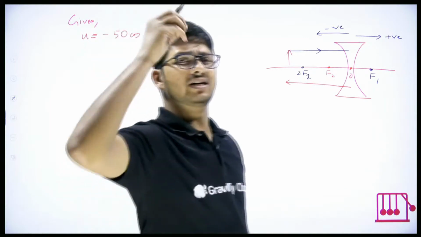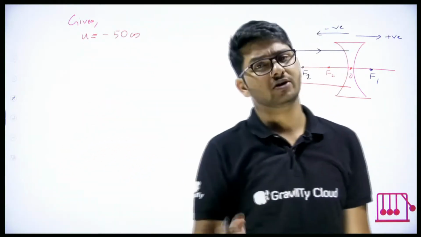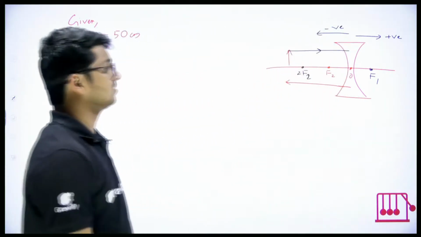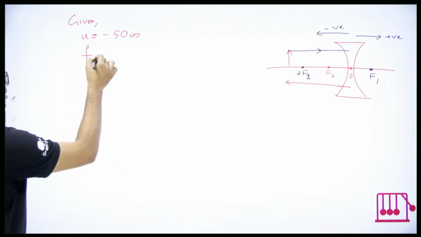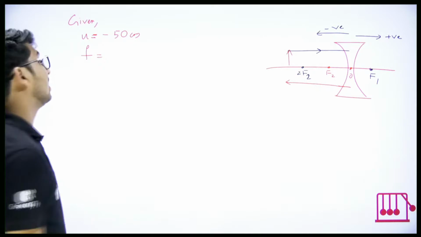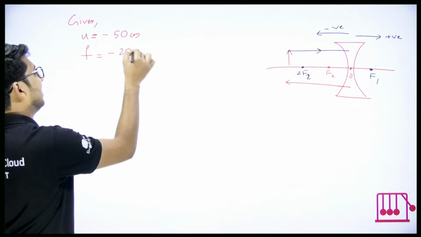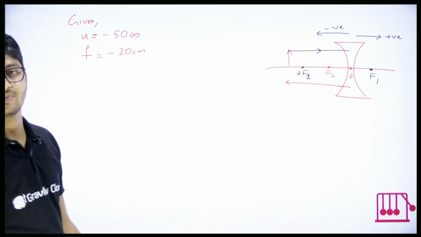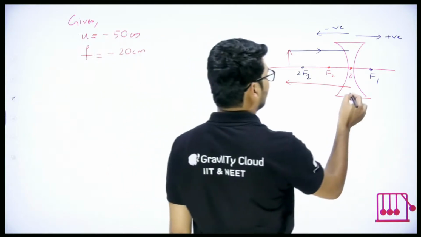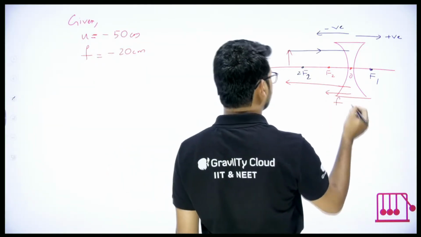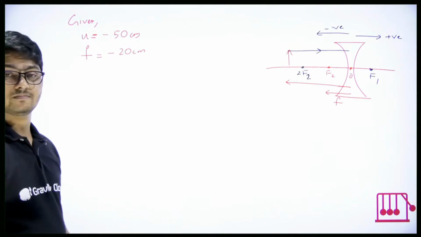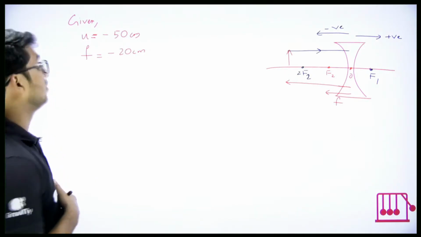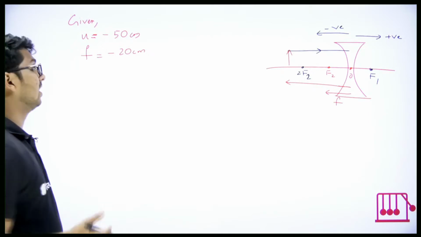So you can take object distance negative. But here if I look at focal length, for a concave lens focal length is negative, so it should be minus 20 centimeter. In fact, even if you look at the diagram from optical center to f2, that is focal length, it is towards left and left is negative. Simple. So you have object distance, you have focal length, both of them.